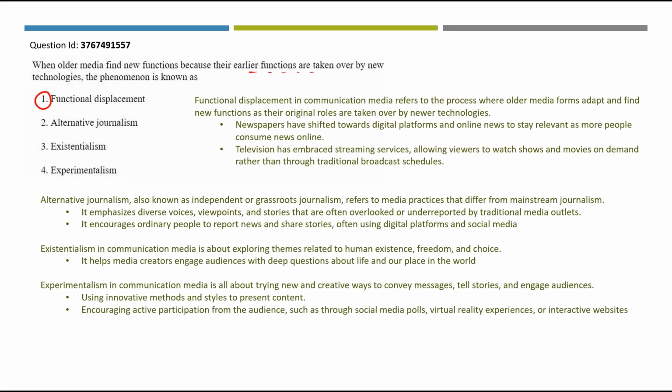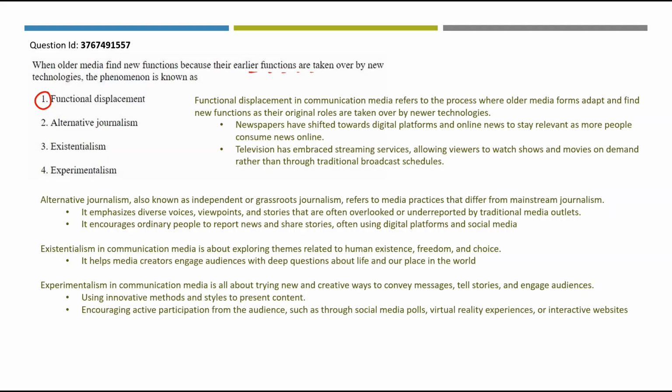Alternative journalism is also known as independent or grassroots journalism. It refers to media practices that differ from mainstream journalism. So, what kinds of things happen there? It emphasizes diverse voices, viewpoints and stories that are often overlooked or underreported by traditional media outlets. It encourages ordinary people to report news and share stories, often using digital platforms and social media. It actually refers to media practices only, but it differs from mainstream journalism.